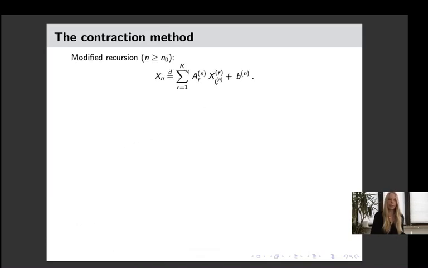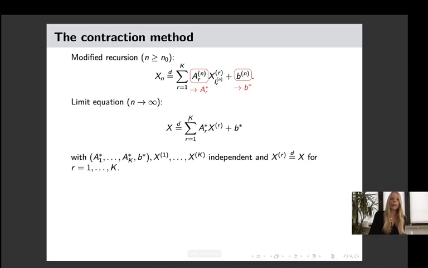So here you see this modified recursion for X_n again. And the idea now is that we show that these modified coefficients converge to some limit coefficients, A_r star and b star. And then if we assume that X_n converges to some limit X, then we expect X to satisfy this limit equation, where all terms depending on n are replaced by their limits now. So the idea now is to find conditions which imply that this equation indeed has a unique solution in a suitable subspace, and that in fact X_n converges to this unique solution.